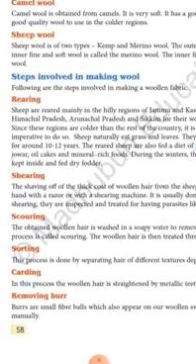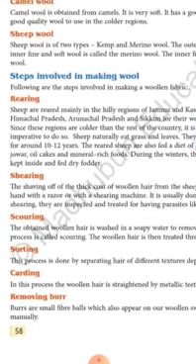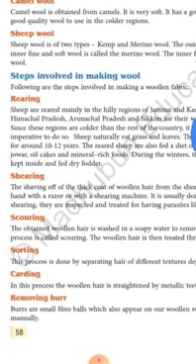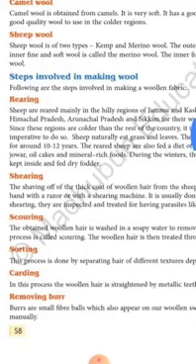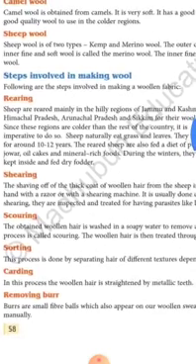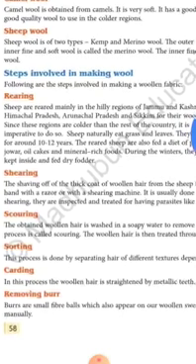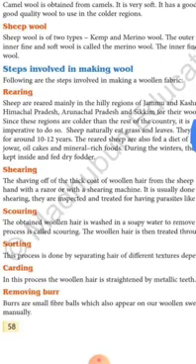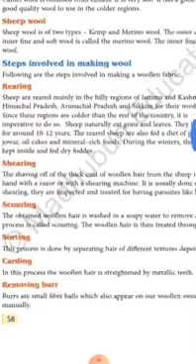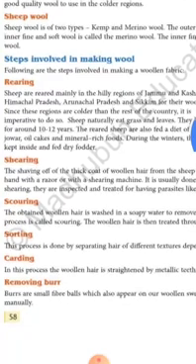Rearing of sheep means to look after the sheep by providing them feed, shelter and health care. The people who look after the sheep are called shepherds. Sheep are reared mainly in the hilly regions of Jammu Kashmir, Himachal Pradesh, Arunachal Pradesh and Sikkim for their wool. Since these regions are colder than the rest of the country, it is imperative to do so. Sheep naturally eat grass and leaves. They can live for around 10 to 12 years.